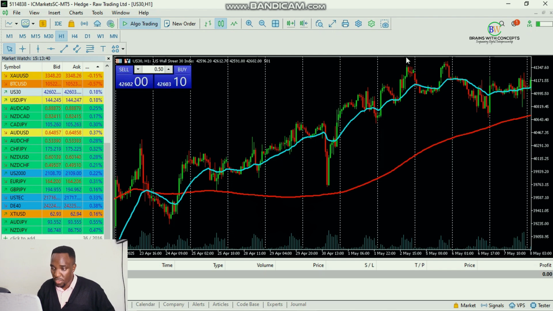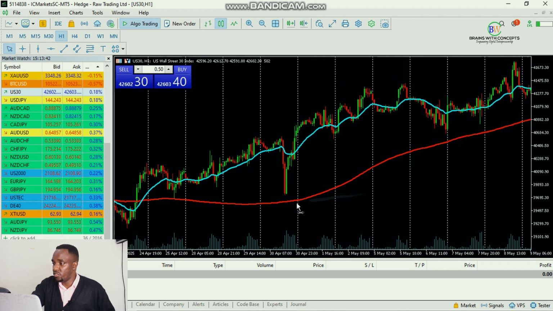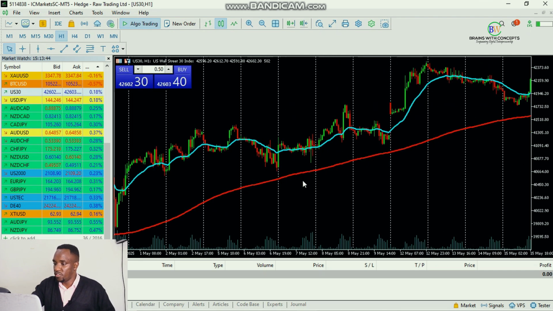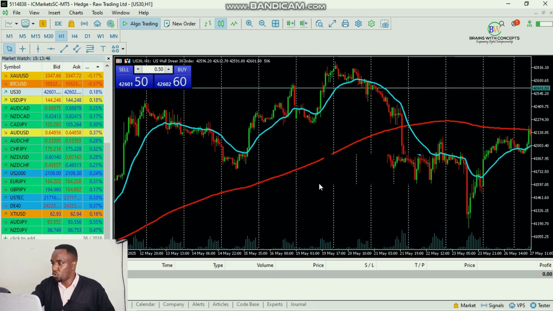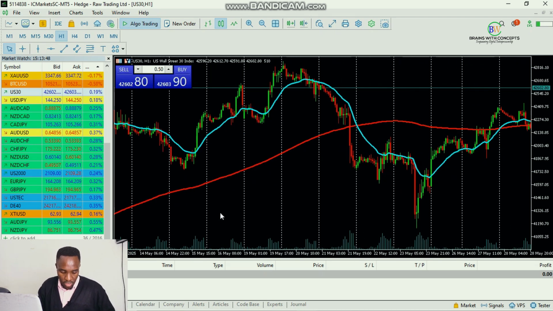Now, how do I generate the sell trade? Generating the sell trades is equally very simple, because you want to see a situation whereby price is below the 20 moving average.